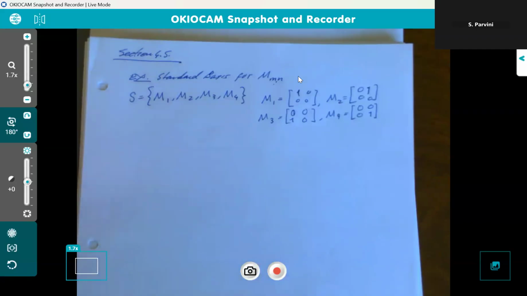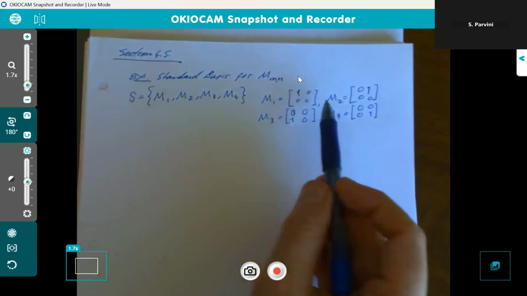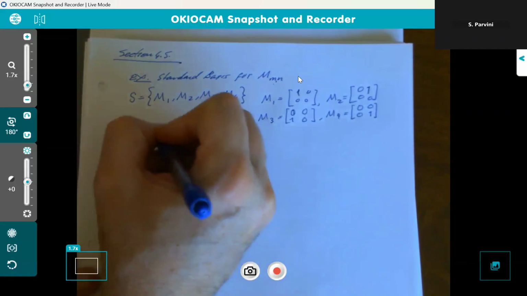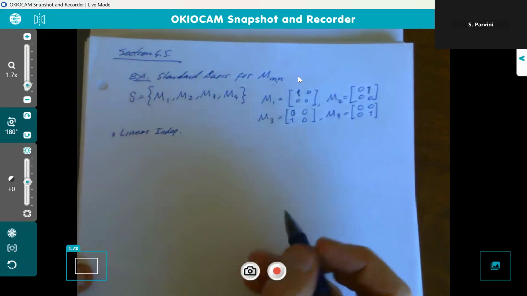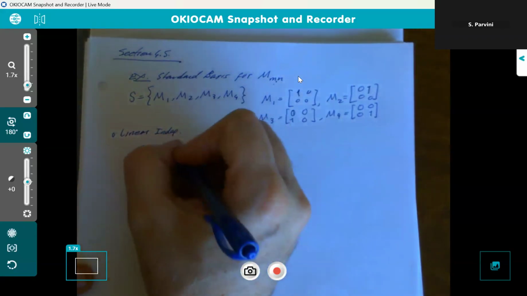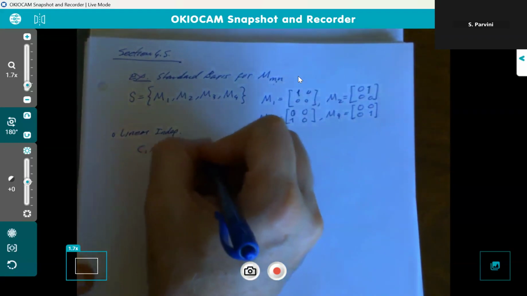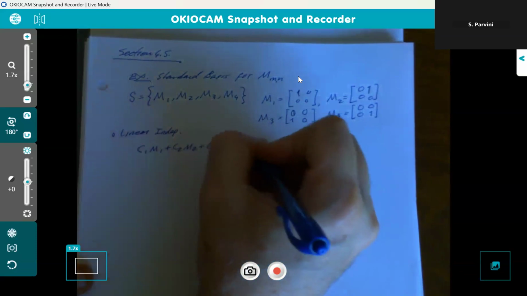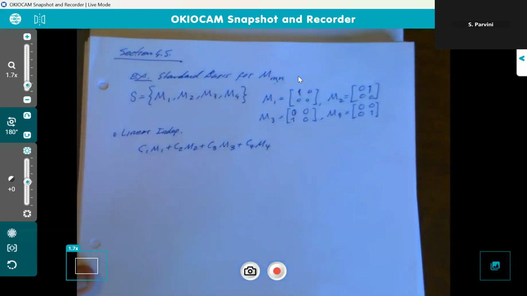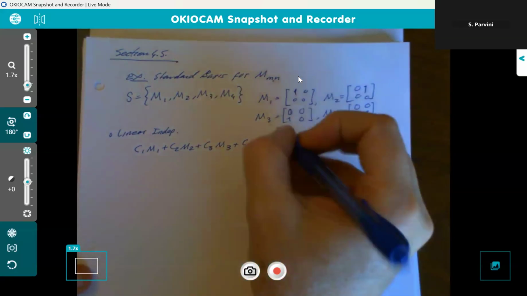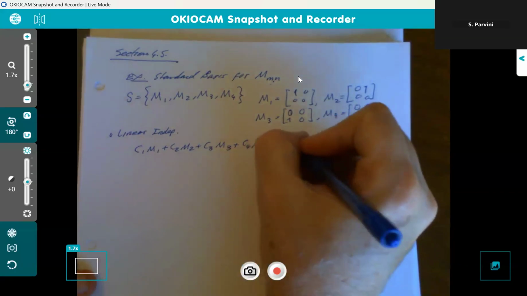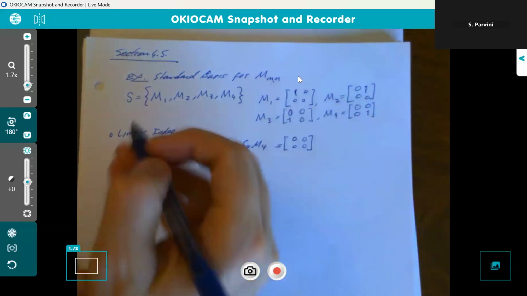Now, what do I need to show? I need to show that these M's, 1, 2, 3, 4, are linearly independent, and then you can show the span. So for linear independence, remember, this is the solution to the homogeneous system: C1 M1 plus C2 M2 plus C3 M3 plus C4 M4. And then this should equal 0 exactly, because we're talking about linear independence.